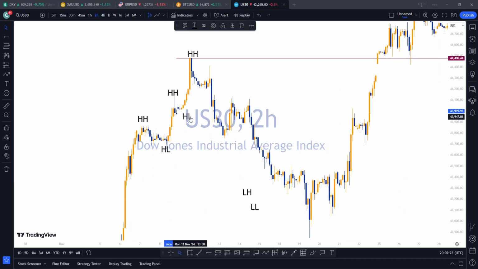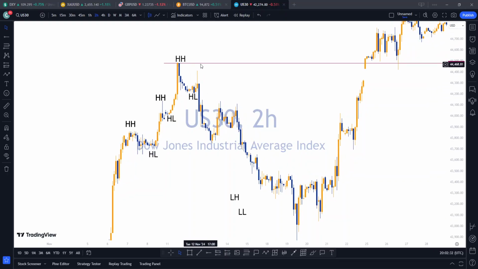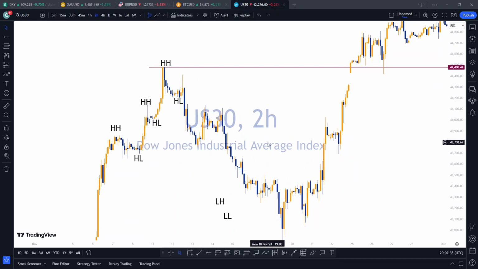We have a lower low here, and we also have a lower low here, right? So now we can see that the market transitioned from an uptrend to a downtrend. So how do we now confirm that the market is now in a downtrend?